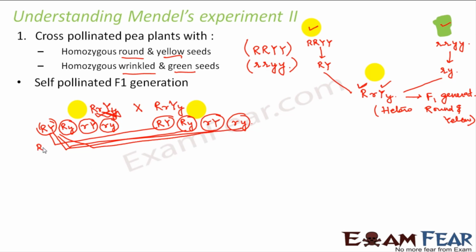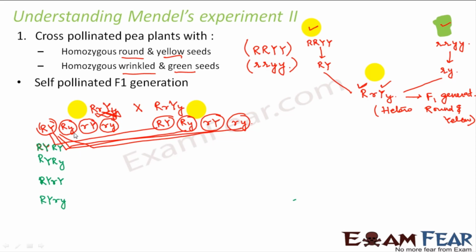So, what is the first option possible? RY, RY. See, this RY combining with this RY. The next is RY, R, small y. Then the third option will be RY, small r, capital Y. And the fourth option is RY, small r, small y. Right? The first one may combine with any of these.